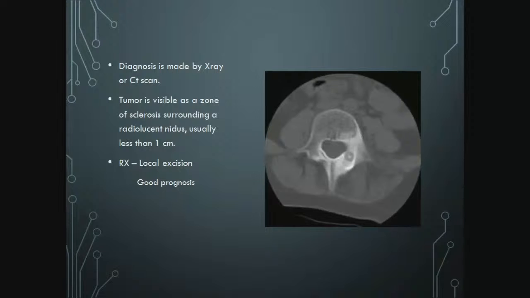Osteoid osteomas are quite benign, their course is quite benign and treatment is usually not required. When painful and causing symptoms, the treatment is local excision. Excision of the nidus is necessary or it may cause recurrence. The prognosis following excision is quite good.